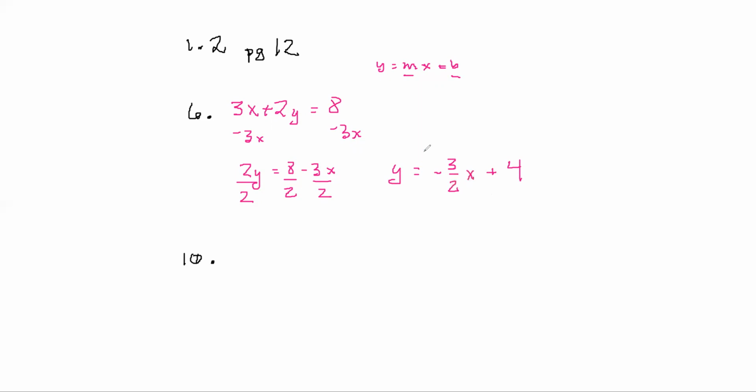So now that I have it in this form, my slope is going to be m, and my y-intercept is going to be b. Everybody cool with how that happened? What a slope and y-intercept is?